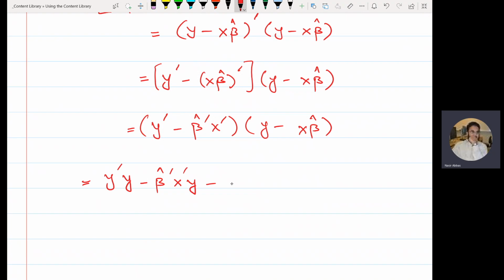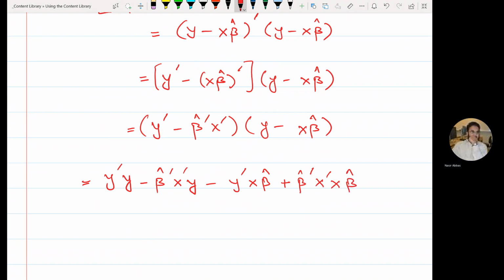Then I have Y transpose times X beta hat. And the last one will be plus beta hat prime X prime X beta hat. Is it clear? Yes. It is simple 2 cross 2 multiplication.